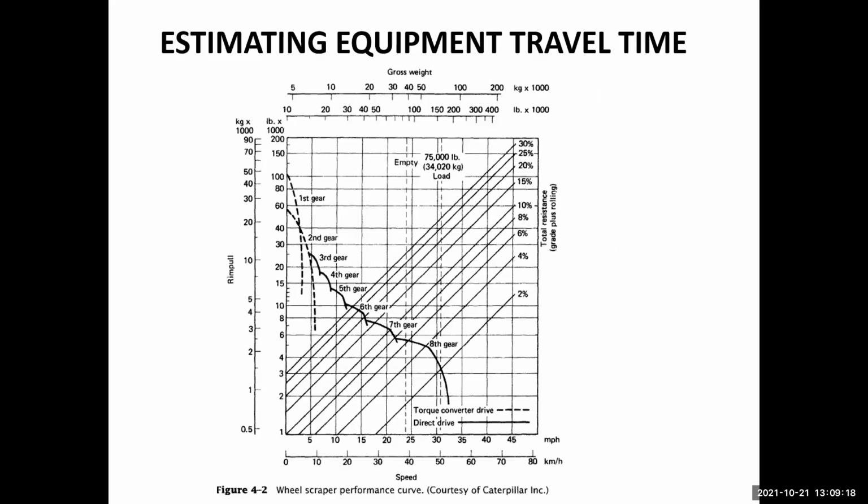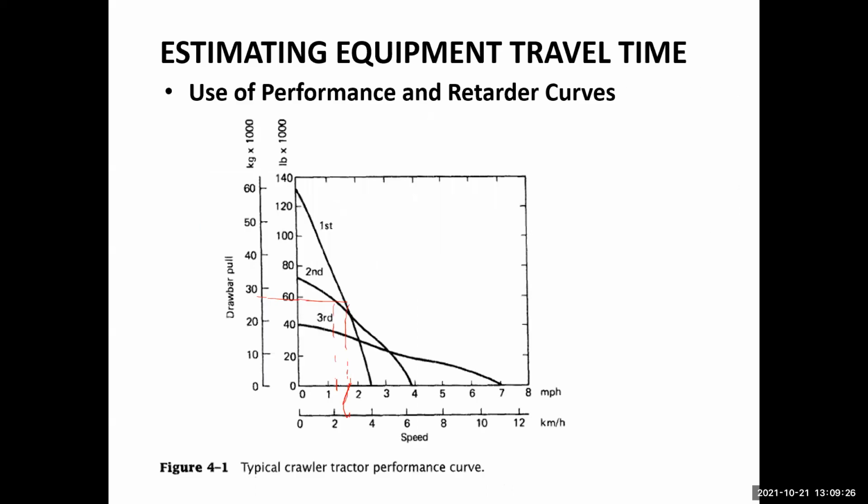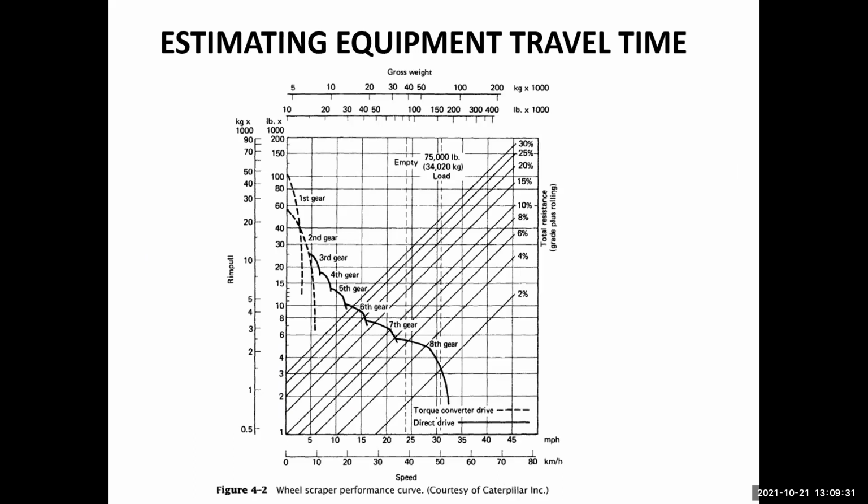There are some other curves as well, for wheeled tractors. The previous chart was for the crawler tractors, but this chart is for the wheeled tractors. For wheeled tractors we have several gears, not just the first, second, and third gear. It may have fourth, fifth, sixth, seventh, eighth gears as well. And there will be some rim pull over here.